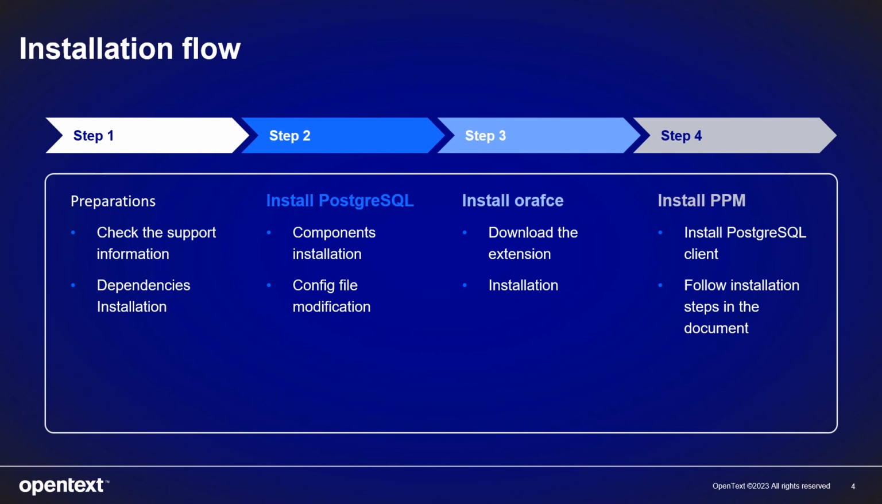Let's take a look at the installation flow. Before installing, always check the compatibility between PostgreSQL and PPM, as well as the supported operating system for the database. Next, you will need to install dependencies for the RFC extension in step 3. After dependencies are installed, you can continue to install the PostgreSQL server with some necessary configuration changes. Once the database installation is done, you can proceed to install the RFC extension. The last step is to install the database client on the PPM server and continue PPM installation following the installation guide.